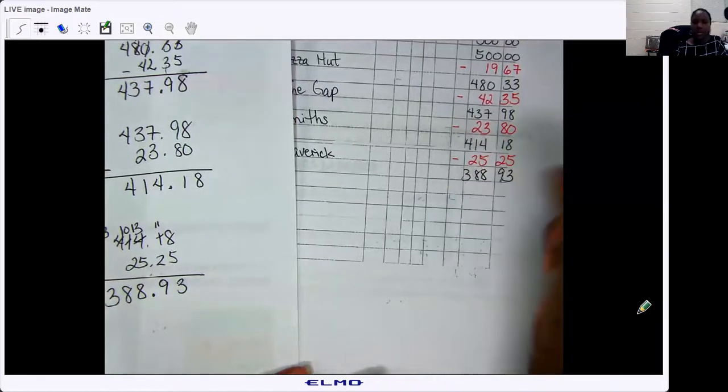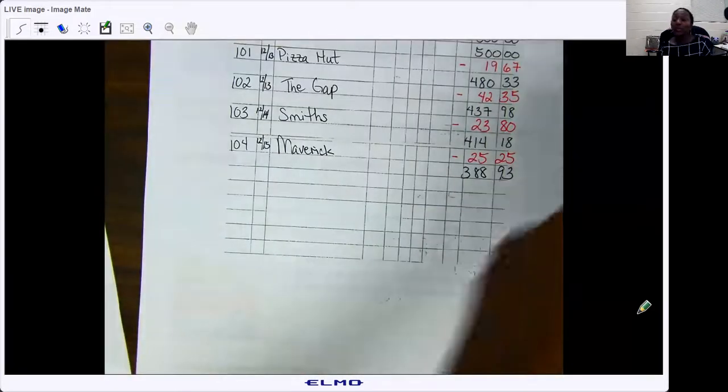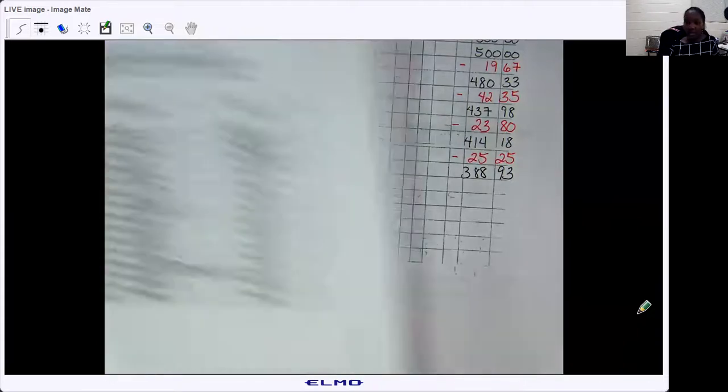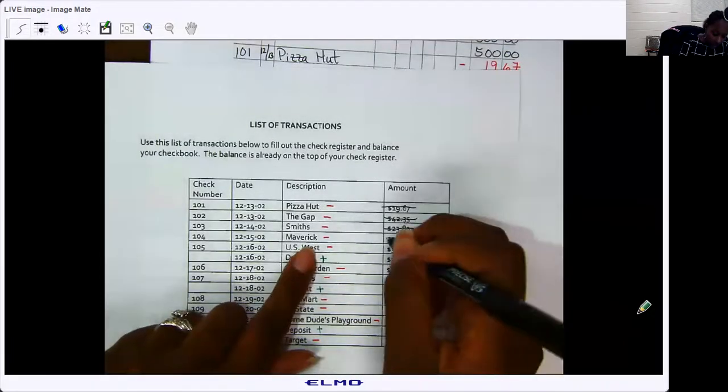$388.93. I'm like, Miss, why are we still doing this? Well, I'm trying to get to a deposit. I want to show you when you have to add to your account. We're almost there, don't worry. All right, so we took care of Maverick.